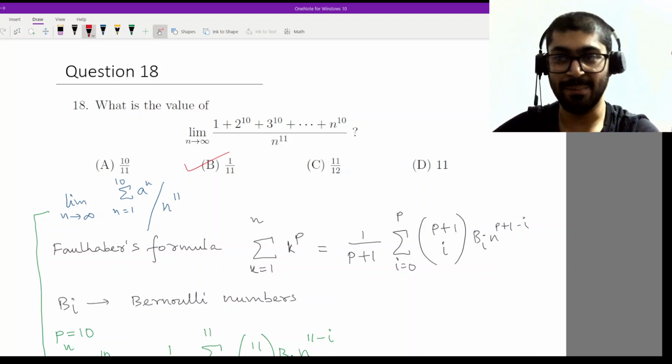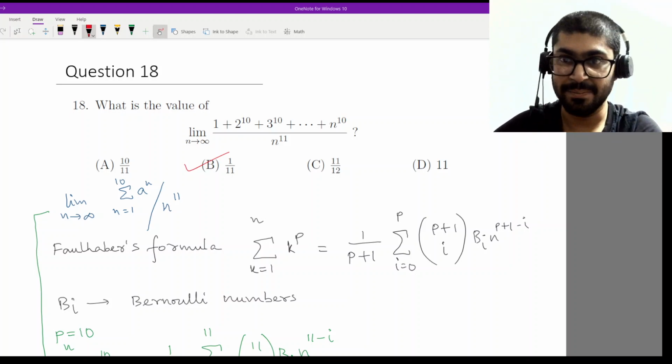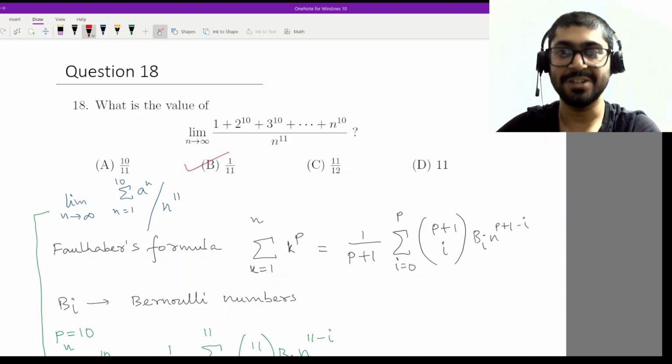Otherwise you have to apply a lot more complicated techniques, and that might lead you to wasting a lot of time. All right. So I hope you could understand this question. If not, do rewind it and watch it slowly.